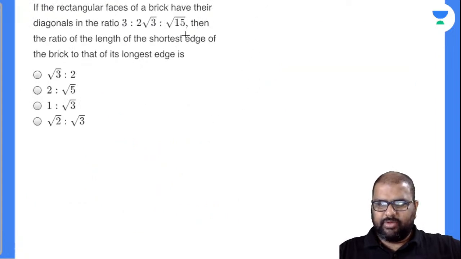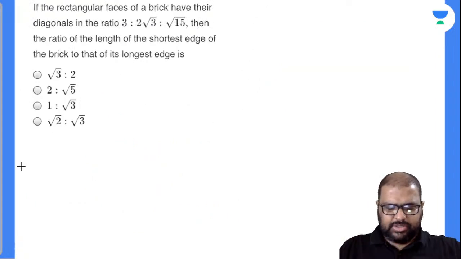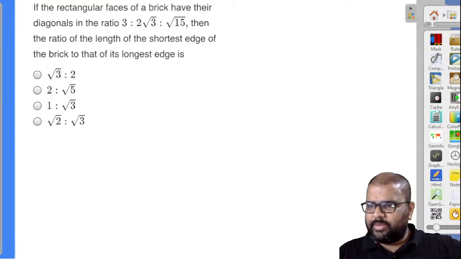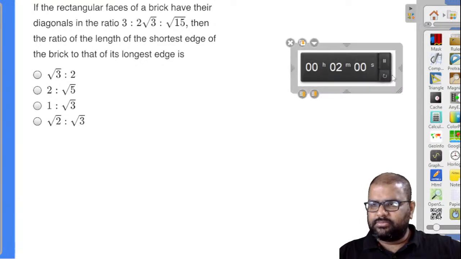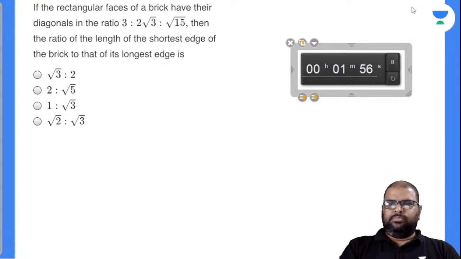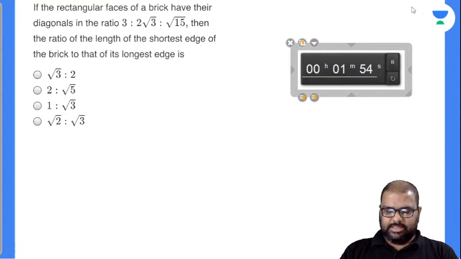Let's solve one more question now. A simple ratios based arithmetic question. Let's see how many can solve this. I will be giving you 2 minutes for this. Waiting for your answers.